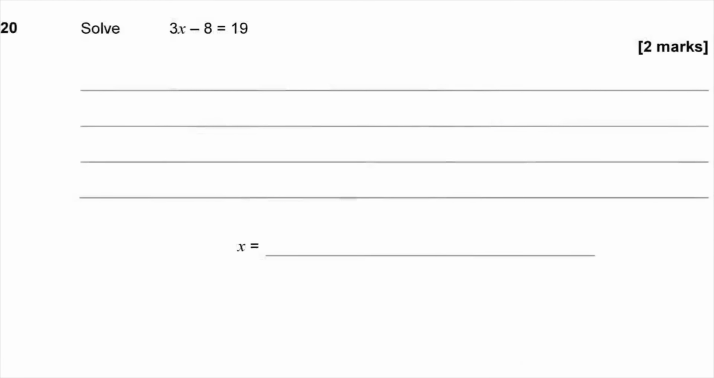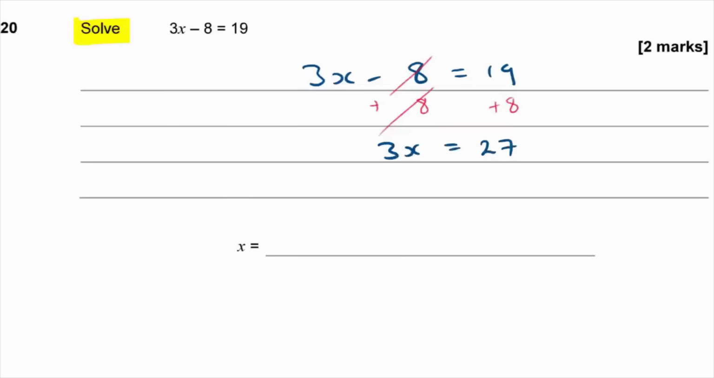Okay, so 3x minus 8 is equal to 19. Now, if I want to solve it, that means to find the value of x. So we need to get x by itself. Okay, now I can do that firstly by adding 8 to both sides. That's going to get rid of that 8 on that side, because negative 8 plus 8 is 0. So that is going to give me 3x is equal to 19 plus 8, which is 27.